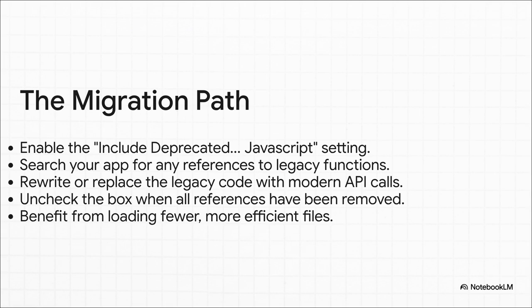So here's your roadmap for migration. First, you turn on that legacy setting so the app still works. Then, you methodically hunt down and replace all that old code with shiny new modern API calls. And once you're confident it's all gone, you just uncheck that box. Your application will be faster, lighter, and ready for whatever future Apex upgrades come your way.